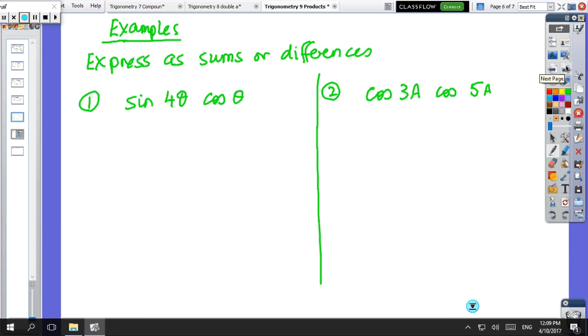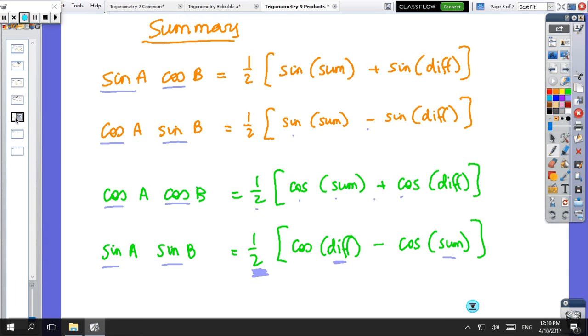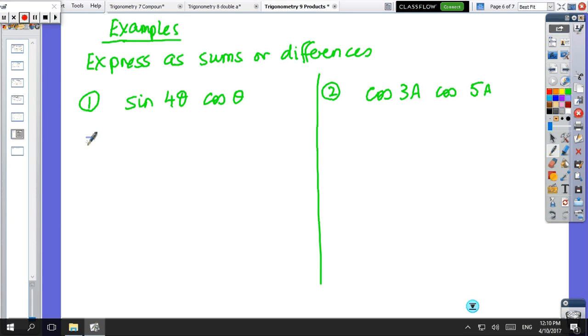Okay, let's express as sums and differences. So the first one we're going to do is a sine cos question. So it's going to be half sine the sum plus half sine the difference, and we're done.